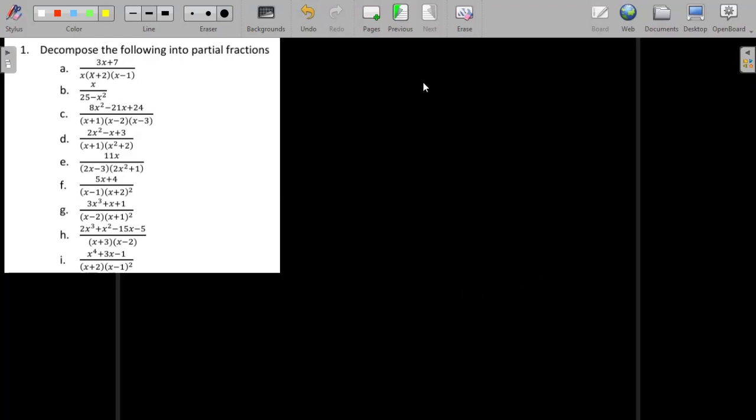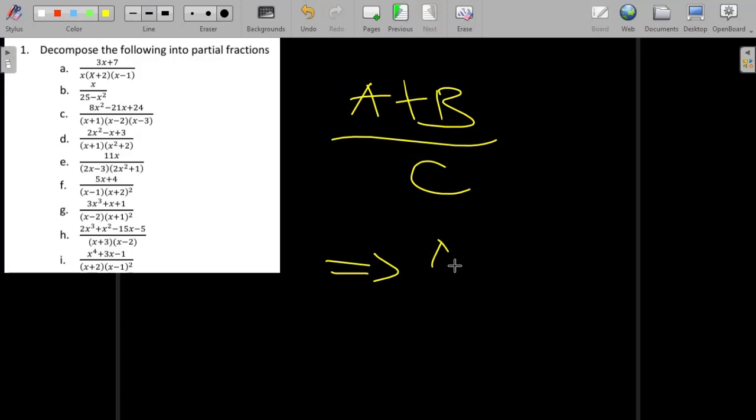For example, if I have a fraction in this form, a plus b, divided by c, and I want to decompose it into its partial fractions, I'm going to say this is the same as a over c plus b over c. This is what we are going to be doing in this video. We're going to take a complex fraction as a whole, and then decompose it into the parts that make it up.